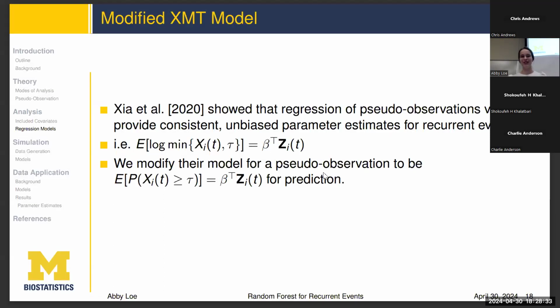There was a paper in 2020 that showed that if we're doing tau-restricted mean survival time and regression on covariates, we can actually have good unbiased estimates of those same covariates for recurrent events. We're going to modify their model slightly for our Kaplan-Meier pseudo-observations, specifically for the case of prediction. So we're looking at the expected value of the probability of xi of t being greater than or equal to tau, equal to some covariates that are possibly time varying. So this is our modified XMT model.